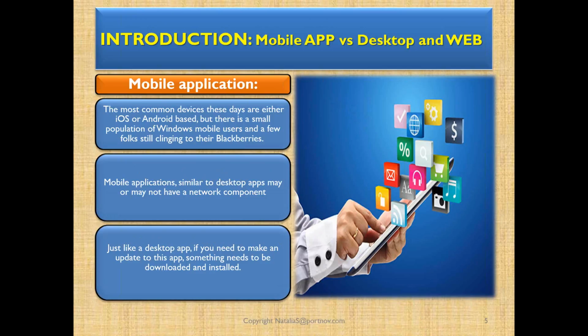Also, there is some variety of Windows mobile users and people who use their BlackBerry devices. Similar to desktop applications, a mobile application sometimes does not require an internet connection. But at the same time, your updates could be downloaded either automatically, or you need to go to the App Store or Google Play to download these applications and updates.